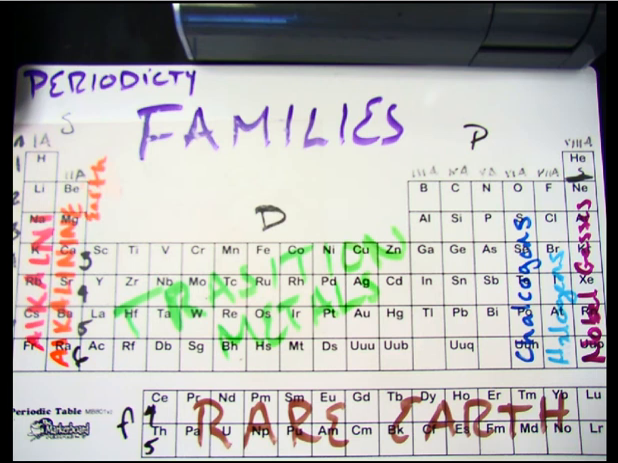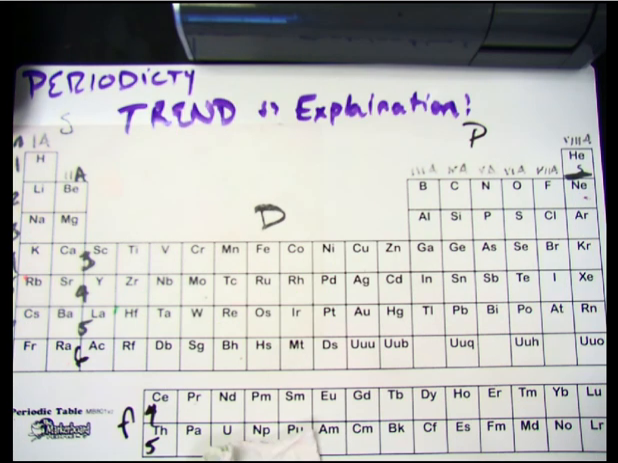And this is your modern periodic table with all the families you need to know. Now, the periodic table is called the periodic table because as you move from left to right and from top to bottom, there's a repeating pattern that begins to emerge. These are called periodic trends. These are observations. They are not explanations.